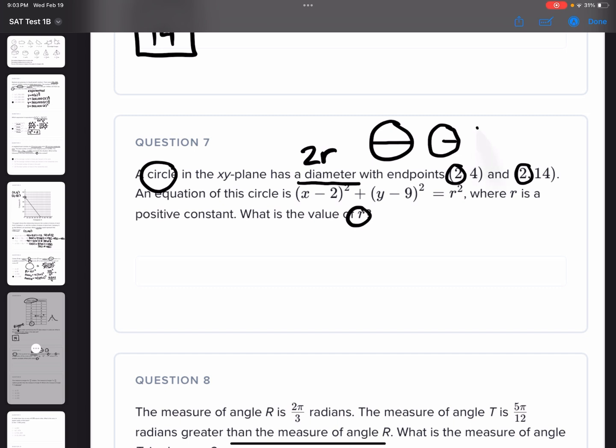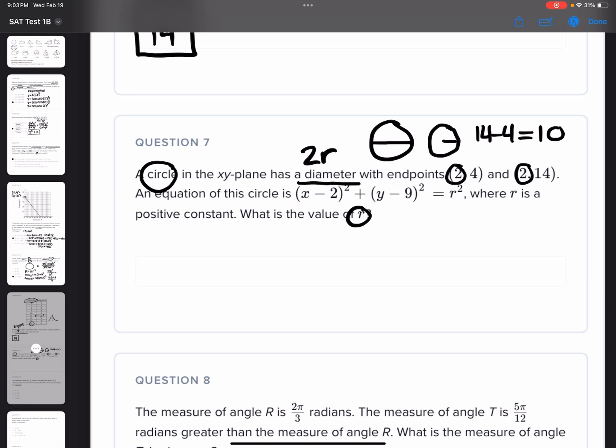The y values right here. 14 minus 4 equals 10. Had it been the other way around, like 4, 2, and 14, 2, since the y values would be the 2's and the 2's are the same, you don't even need to consider them, just subtract the x values. Same thing applies in cases like these.